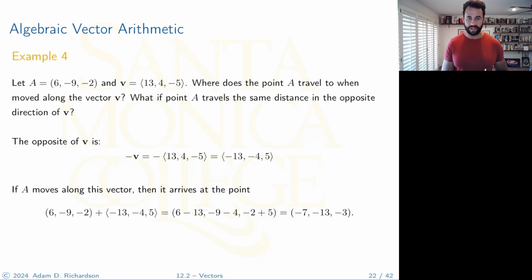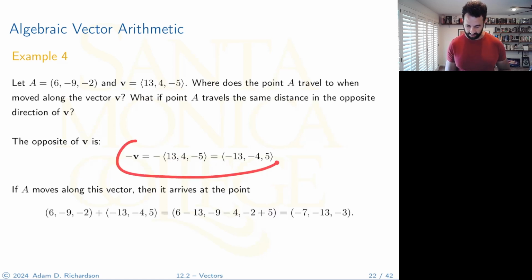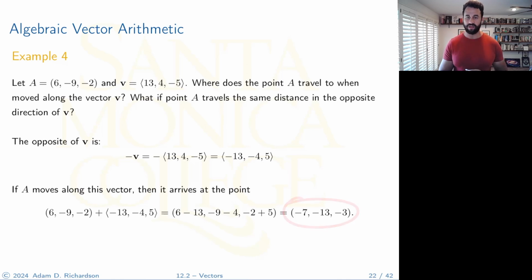Also, what if it goes in the opposite direction? I forgot about the second part of the question. What if you travel the same distance, but you go the opposite direction of v? Well, in this case, you just need to compute negative v. Negative v is easy to compute. You just apply a negative to each one of the components, and then you end up at this point when you travel along that vector, negative v.